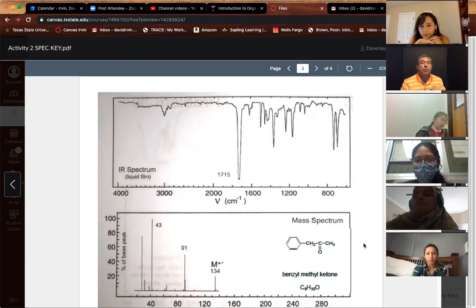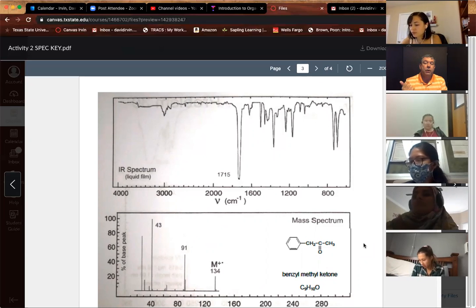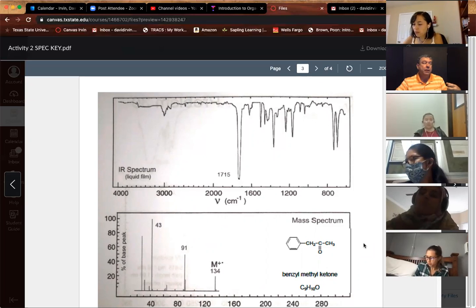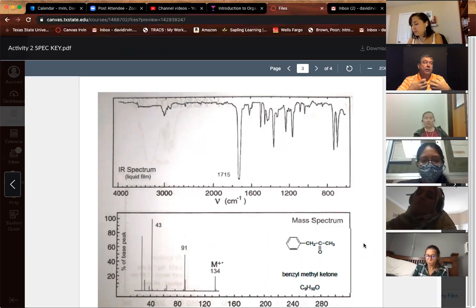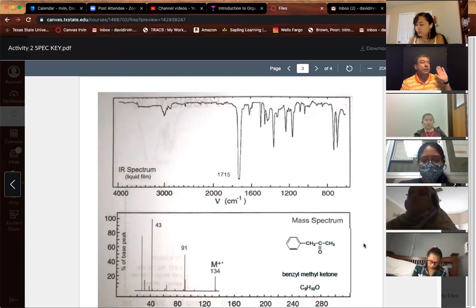C9H10O. But we have definitely, that 43 tells us we have that carbonyl and methyl group that can cleave off something that gives a strong 91. So that puts those 2 fragments together. And so we have major fragment 91, major fragment 43. They fit together to make our perfect C9H10O. And there's very little else in the spectrum there.